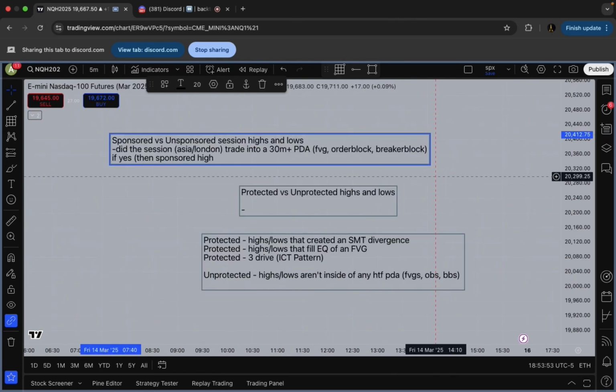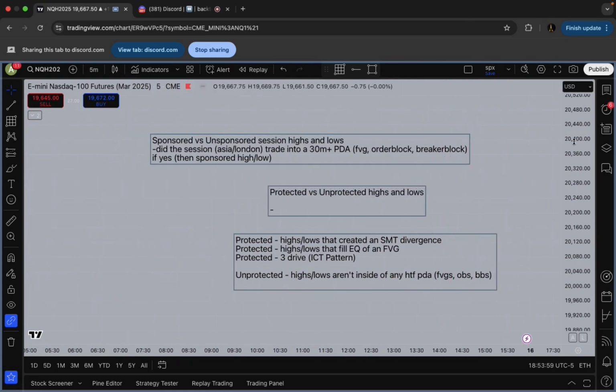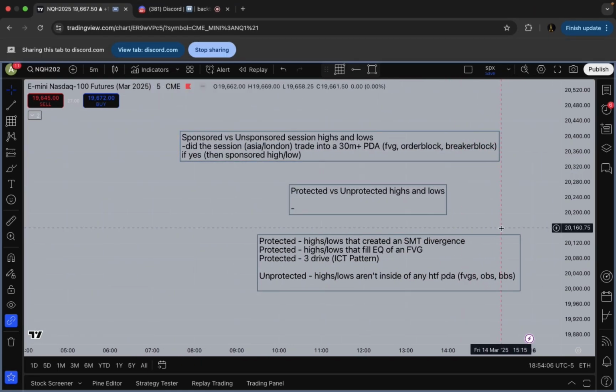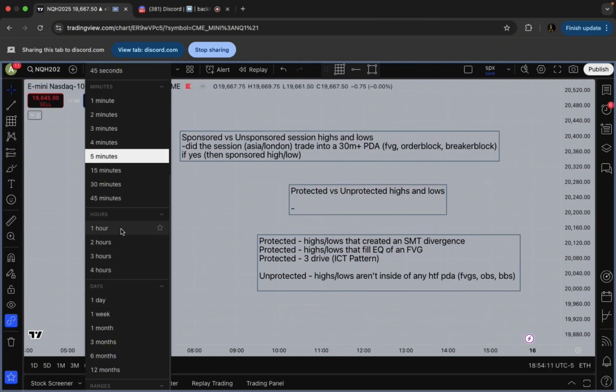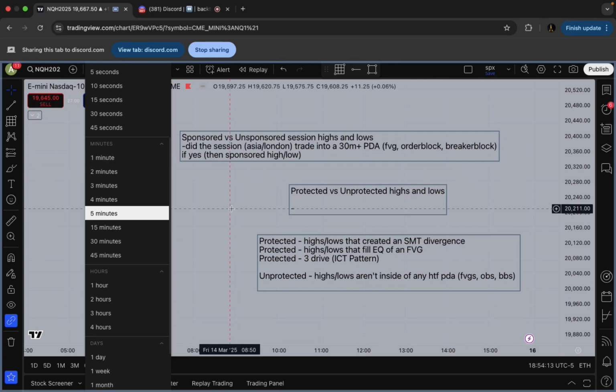What do you use the sponsored or unsponsored for? If it's sponsored, is that daily bias? When I hop on in the morning to look at daily bias, I just do my top down analysis. So daily, 4 hour, 1 hour, 15, 5, 1 minute. And then I look in the 15-minute.